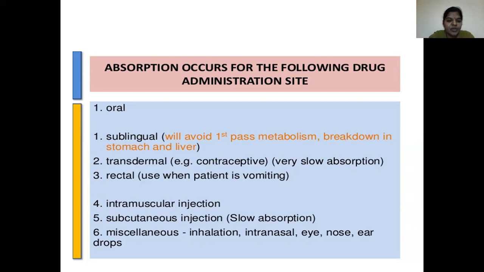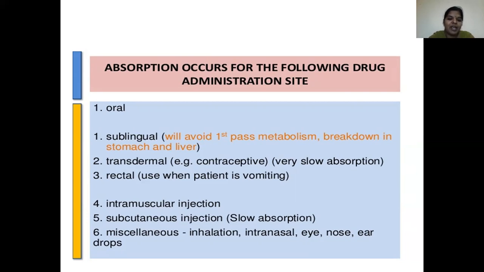And then intramuscular injection, where you have to inject into the muscle. Then subcutaneous injection, which also has slow absorption. For example, insulin is a very famous example, and you all know that patients taking insulin have to take it by the subcutaneous route only. I think you know, and you have tried it in hospitals also.